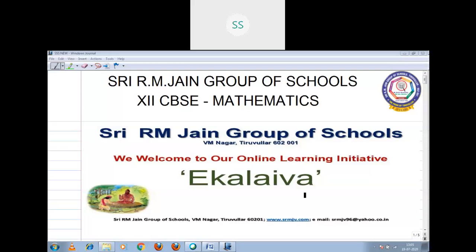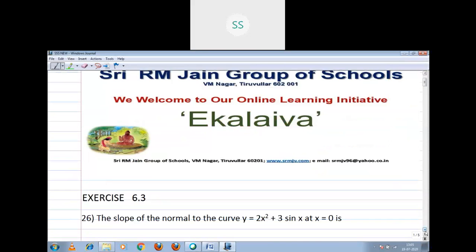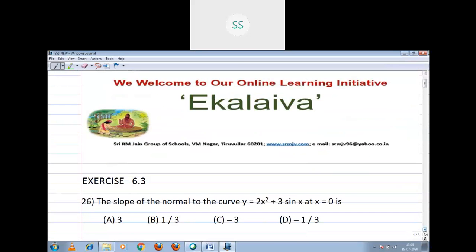Today I am going to discuss exercise 6.3 question number 26. The slope of the normal to the curve y is equal to 2x square plus 3 sin x at x is equal to 0. Options are given to you. You have to solve, then only you can find the option which is correct.